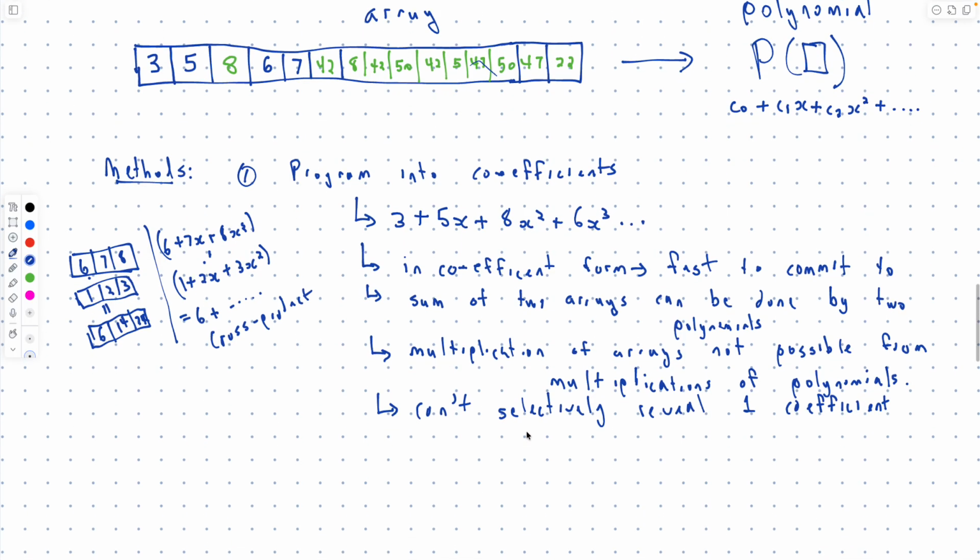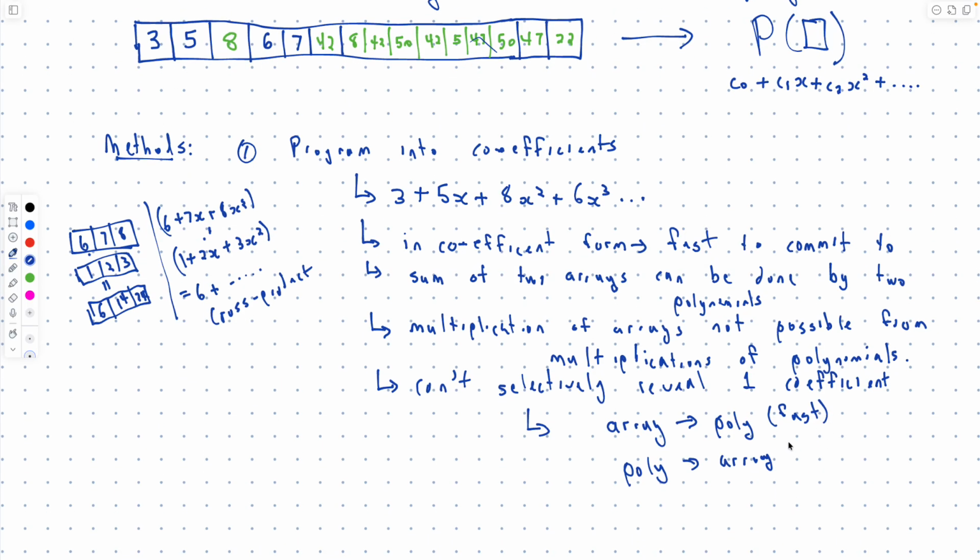Another way of thinking about this is that let's say we have the array and we want to encode it into a polynomial. That is very fast. But let's say we want to do the opposite. We have the polynomial and we want to dump it back to the array. Then it's not fast.